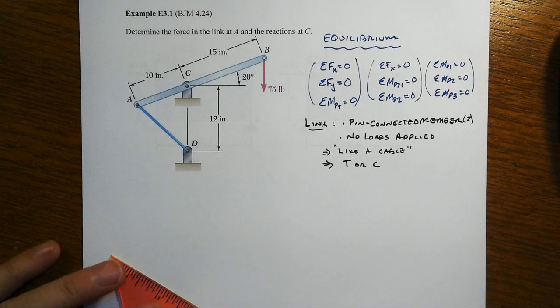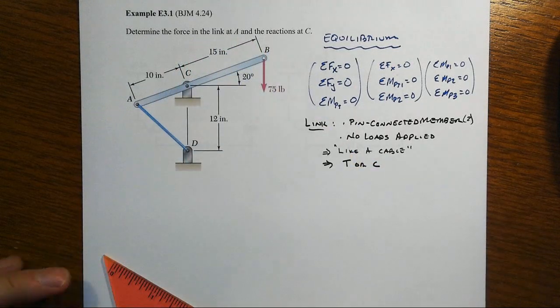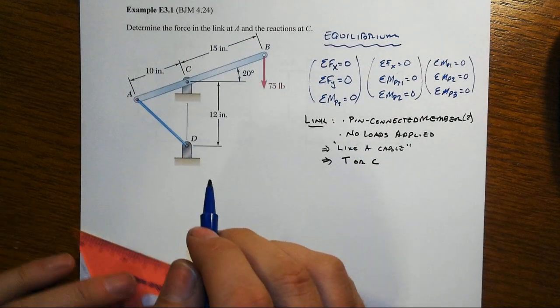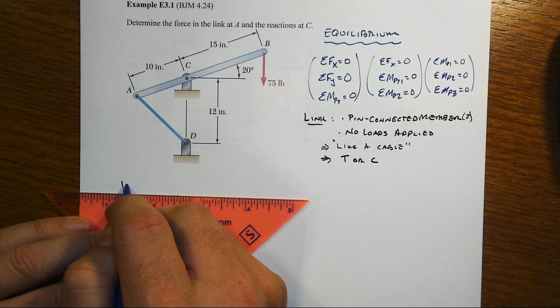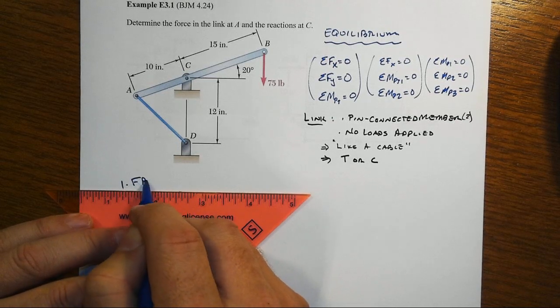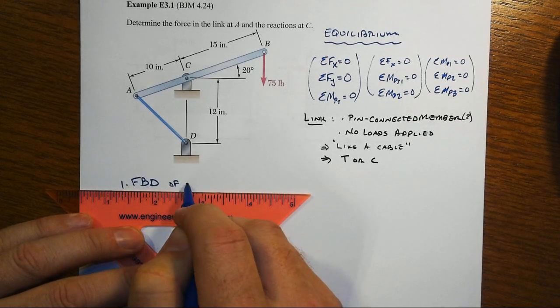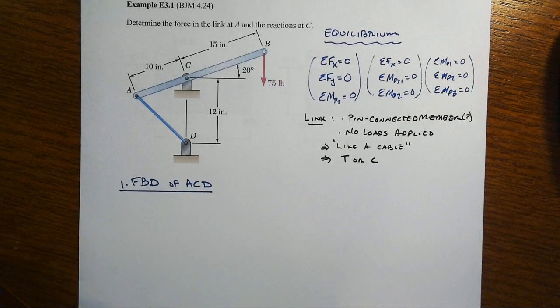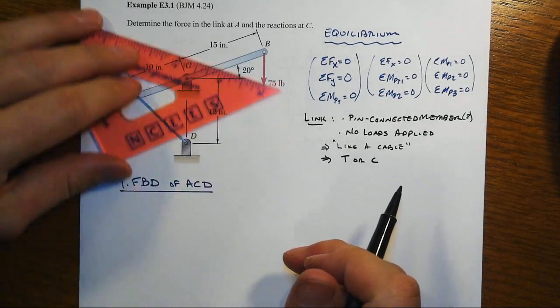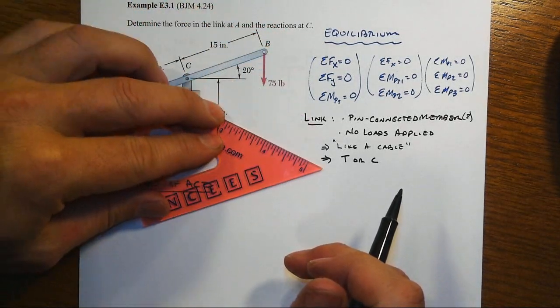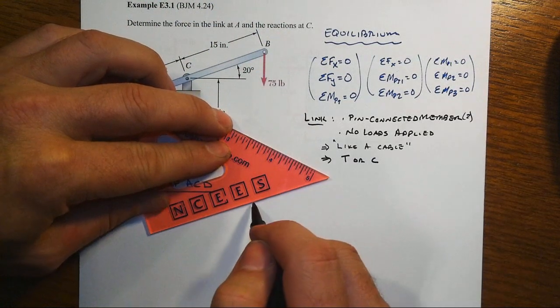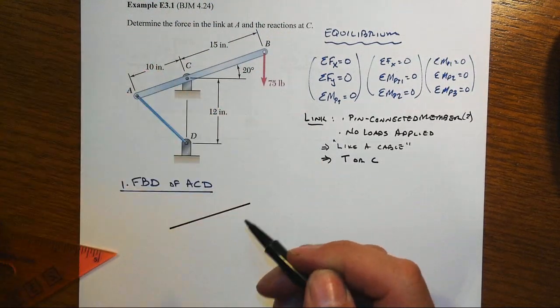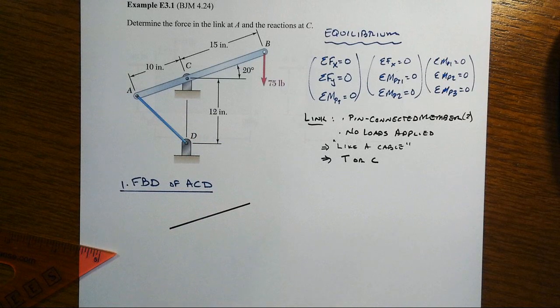Alright, so let's go back then. Determine the force in the link at A and the reactions at C. So what we're going to do is to come along and say, hey, let's do the free body diagram. That's our basic tool that we use in statics, and we're going to do it of this beam ACD, and then start to see what happens. All right, so let's get the body in first, and it's at this 20-degree angle. There we go.